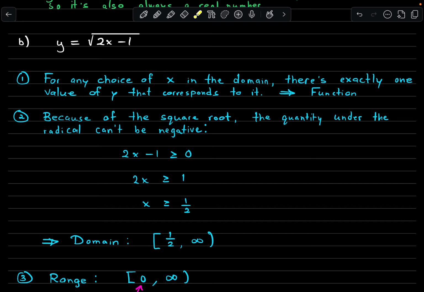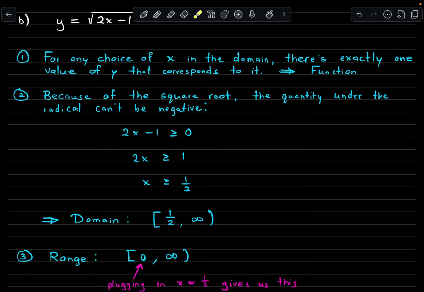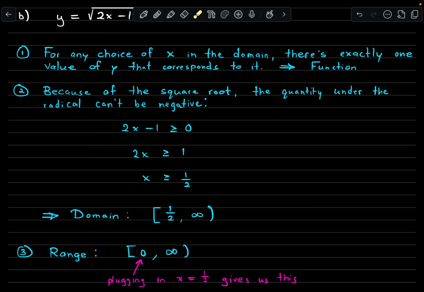The range then is going to be, well, from 0 to positive infinity. 0 is going to come about because that's the value of y when we plug in 1/2 for x. And as we plug in higher and higher numbers for x, they're just going to increase to positive infinity as well. So our range is going to be 0 to infinity.